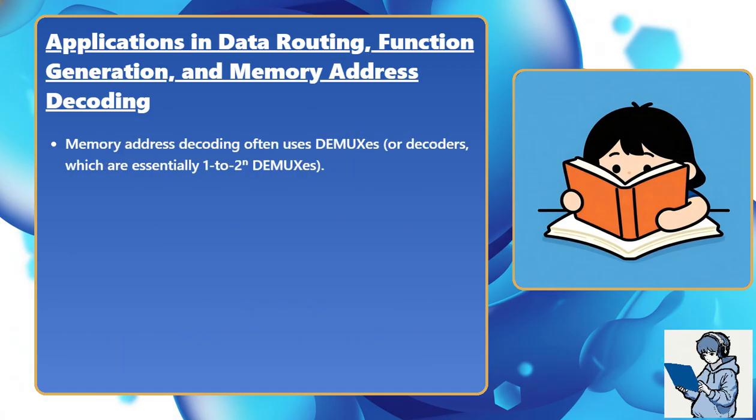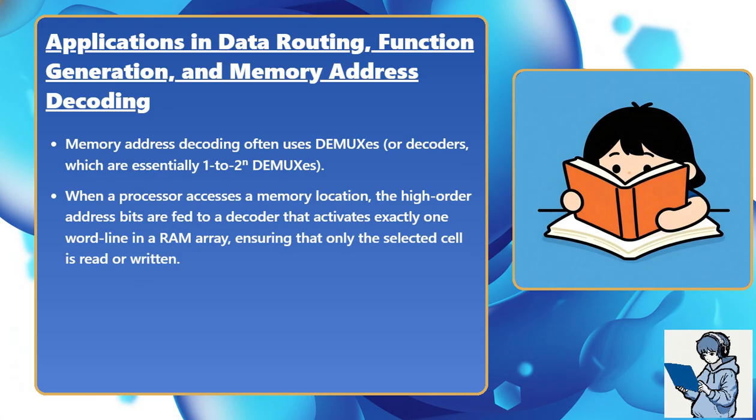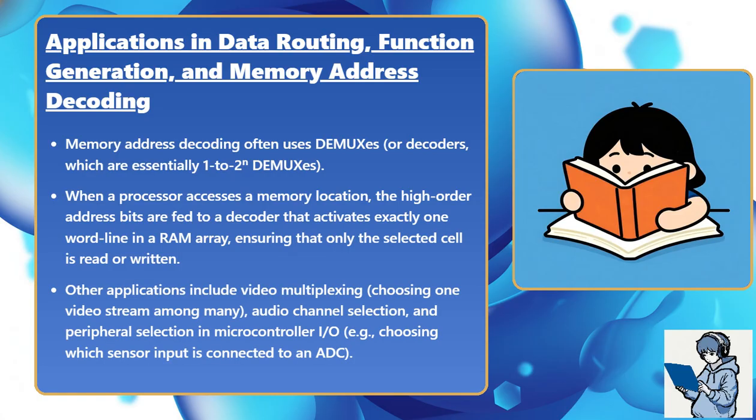Memory address decoding often uses DEMUXes, or decoders, which are essentially 1 to 2 to the n power DEMUXes. When a processor accesses a memory location, the high-order address bits are fed to a decoder that activates exactly one word line in a RAM array, ensuring that only the selected cell is read or written. Other applications include video multiplexing, choosing one video stream among many, audio channel selection, and peripheral selection in microcontroller I/O. For example, choosing which sensor input is connected to an ADC.